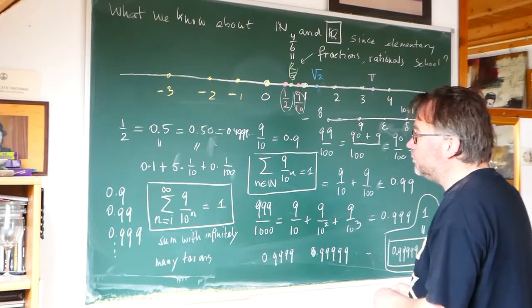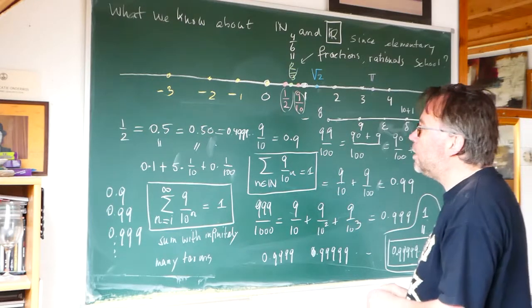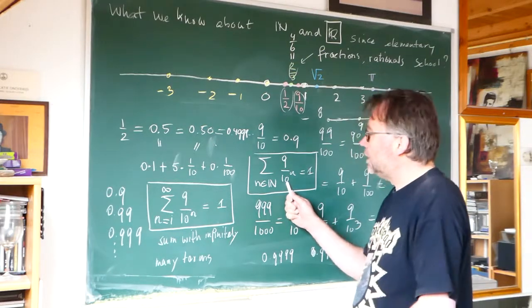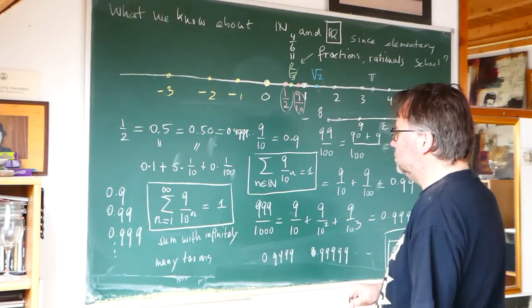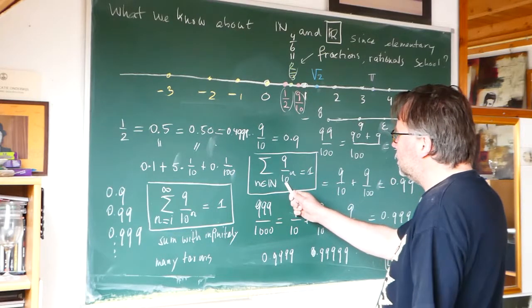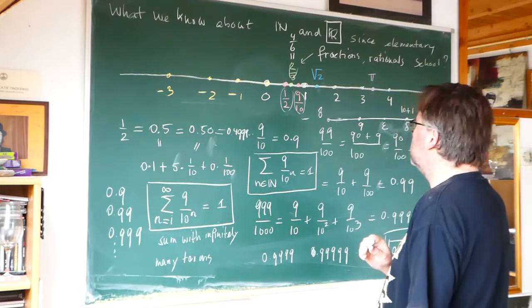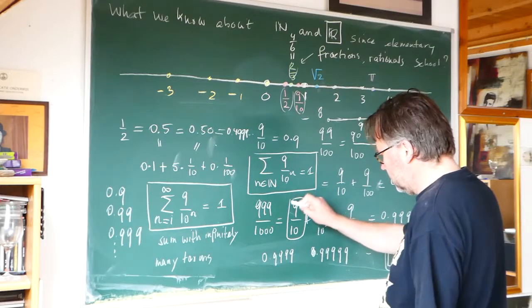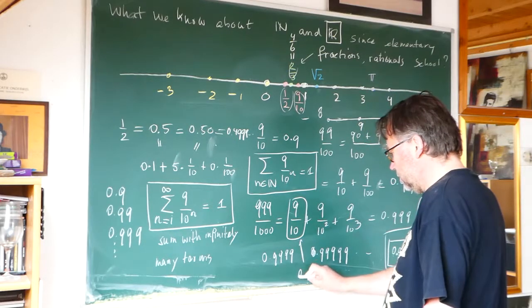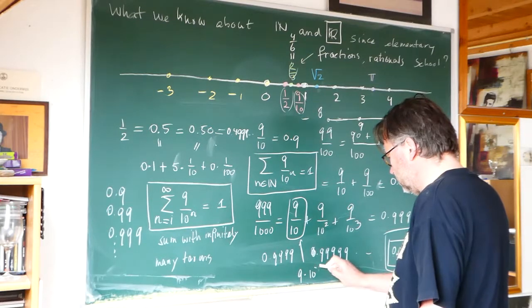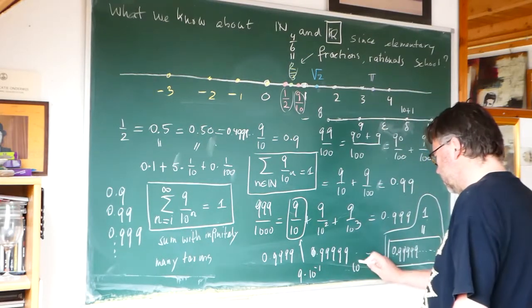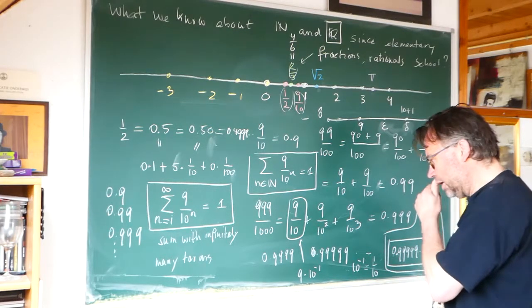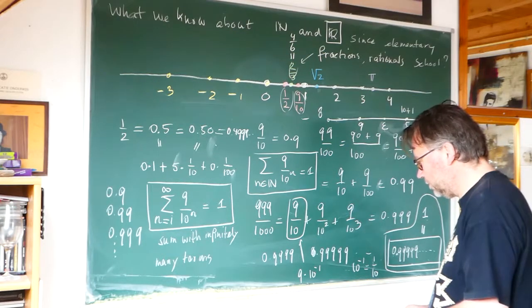The positive powers of 10. And these are negative powers of 10. Because we write 9 over 10 and 9 over 100. 9 over 10 is 9 times 10 to the minus 1. 10 to the minus 1 is 1 over 10. This is the way we count with numbers, with the positive integers.